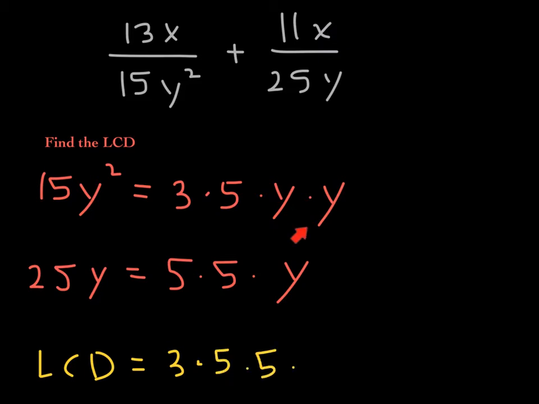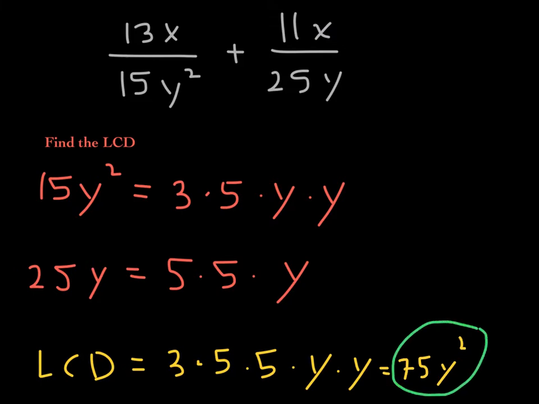Following that thinking, you'll need two y's in your LCD. So when you multiply all of this out, you get an LCD of... oh, excuse me, I wrote something down wrong. I think I got ahead of myself. y times y, yes, I had y squared there. So the LCD is 75y squared. This is the LCD. This is what you need each of your denominators to be.